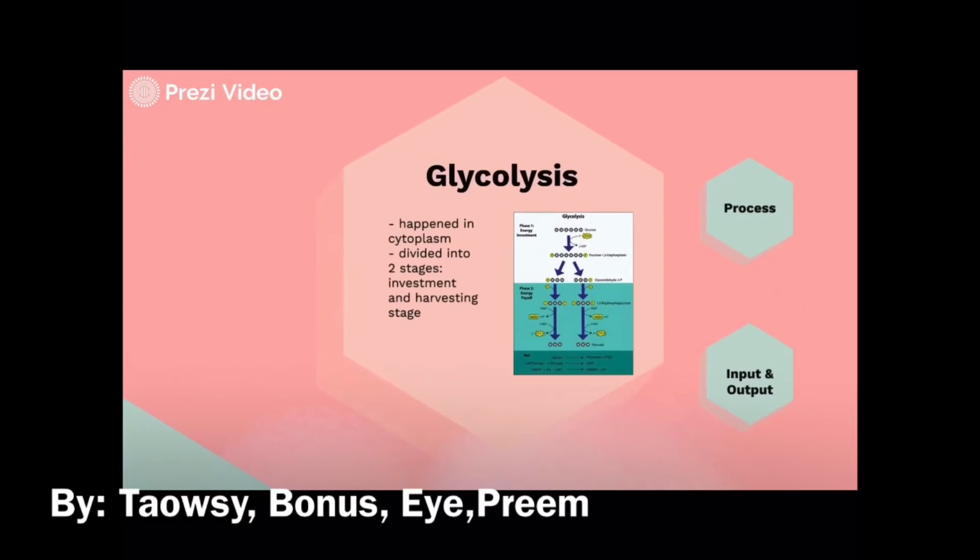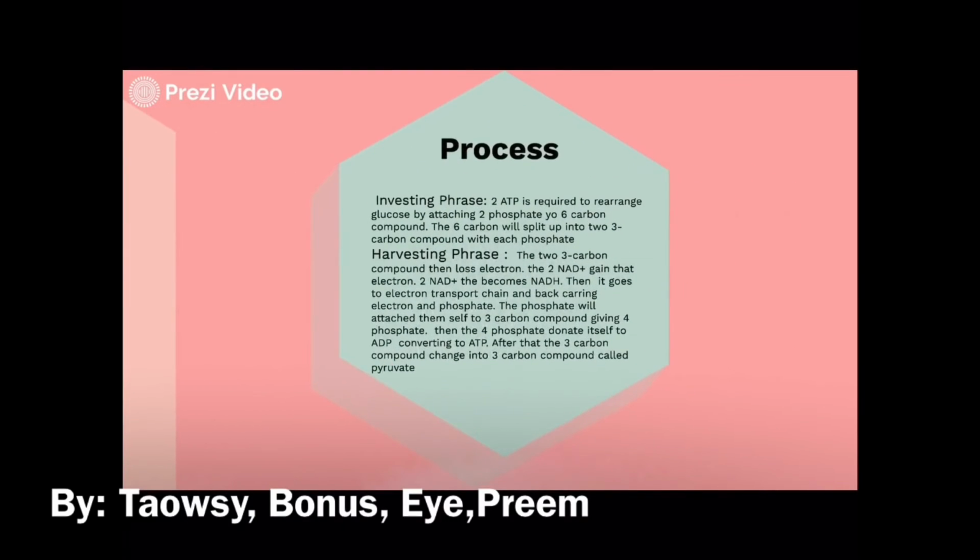Glycolysis happens in the cytoplasm and is divided into two stages, which are the investing and harvesting stages. Okay, let's take a look at the process. First is the investing phase, and 2 ATPs are required to rearrange glucose by attaching 2 phosphates to the 6 carbon compound. The 6 carbon compound will split into 2 3-carbon compounds, each with a phosphate.